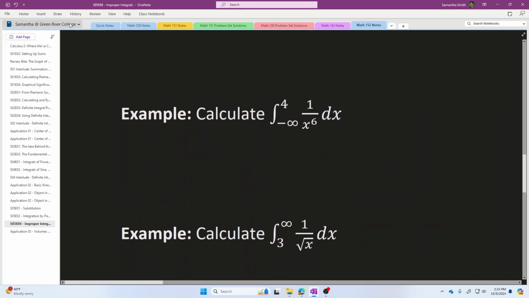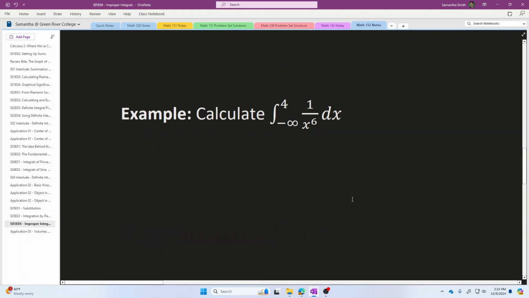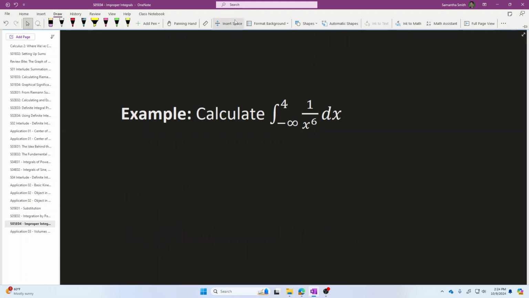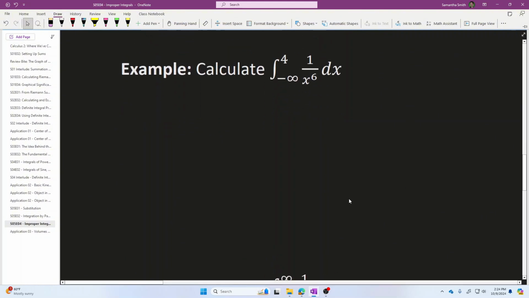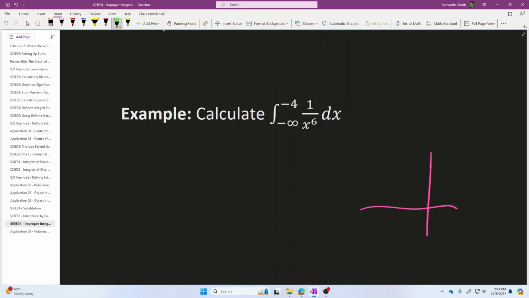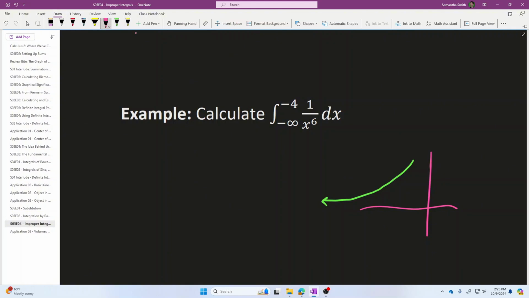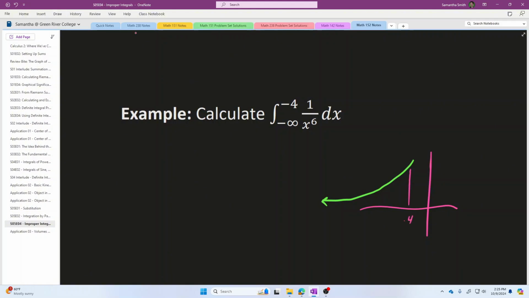Now we've just done an example where the upper limit of integration is positive infinity, and the graph of your function is extending infinitely to the right. Let's do another example where the lower limit of integration is negative infinity, and your graph is extending infinitely to the left. Here's the graph of the function 1 over x to the 6th power on the left side. And we're just letting it extend infinitely toward negative infinity, and we are calculating the net area from negative 4 all the way to negative infinity.